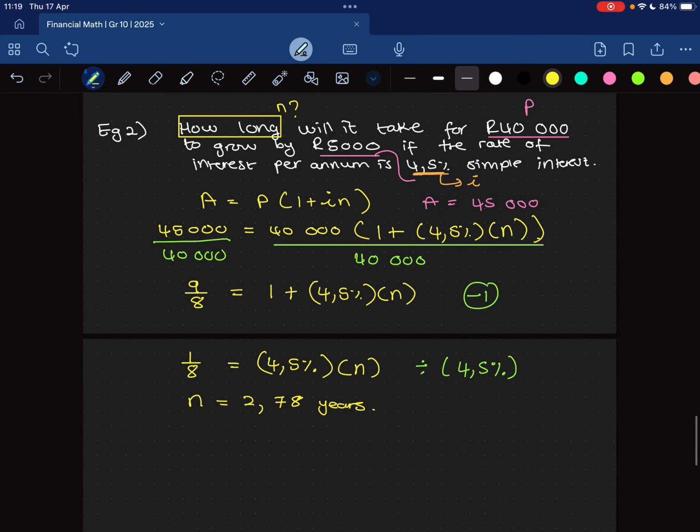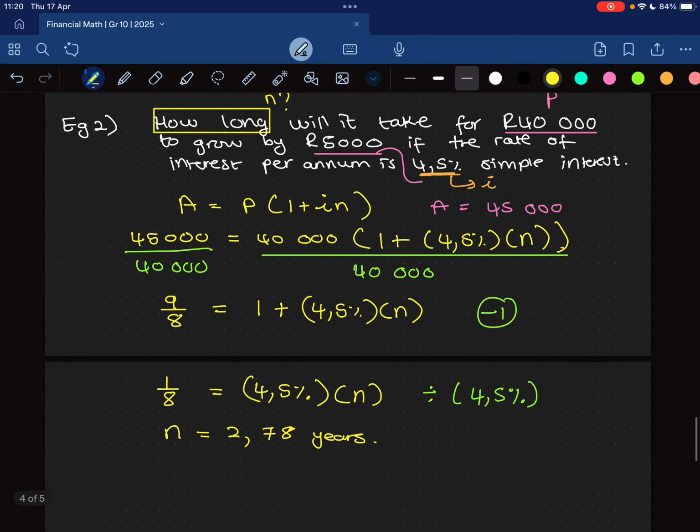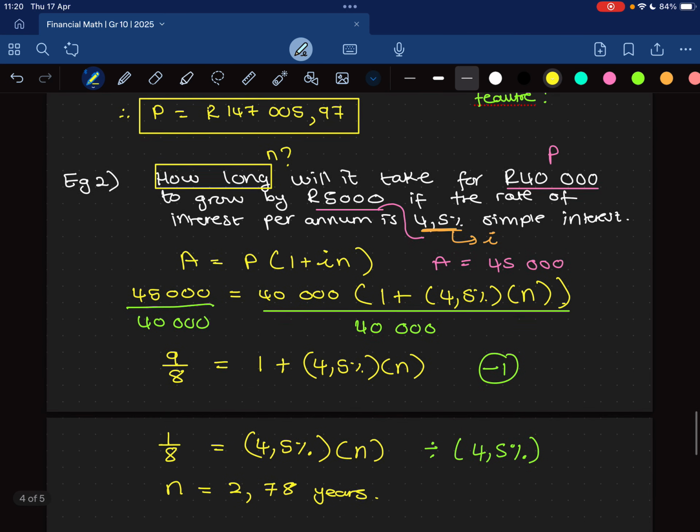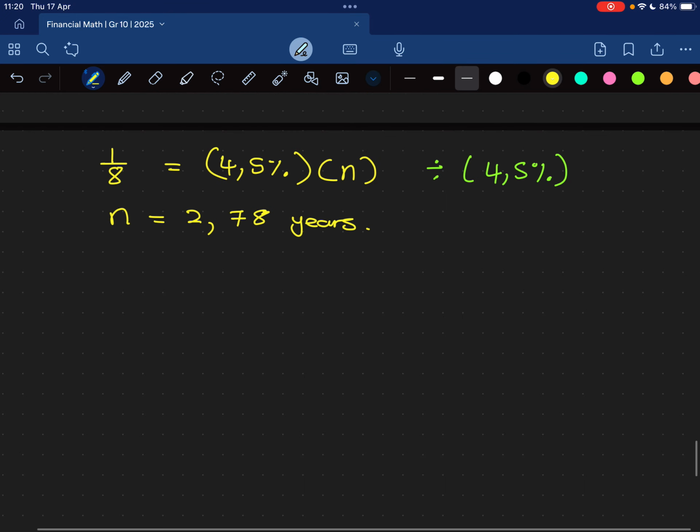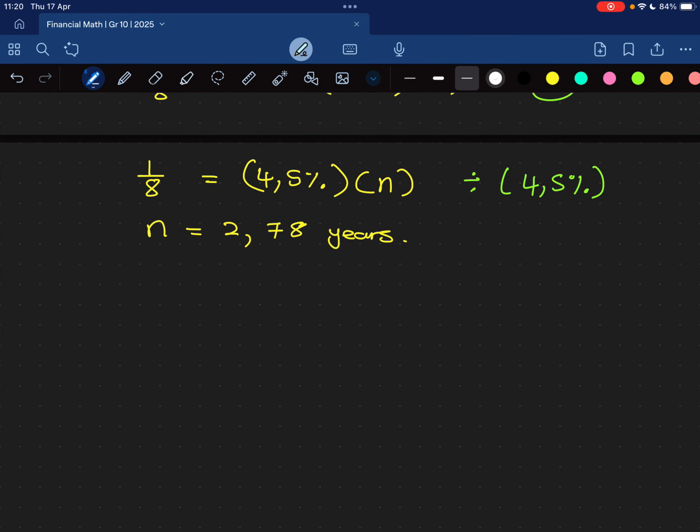Okay, so the question didn't specifically ask you the amount of years. It just said how long will it take. So what I'm going to do is I'm going to show you an additional step. So this is how much it's going to be in years. But it's not really exactly how long it's going to take in terms of years and months. So I'm going to show you how to do it in years and months.